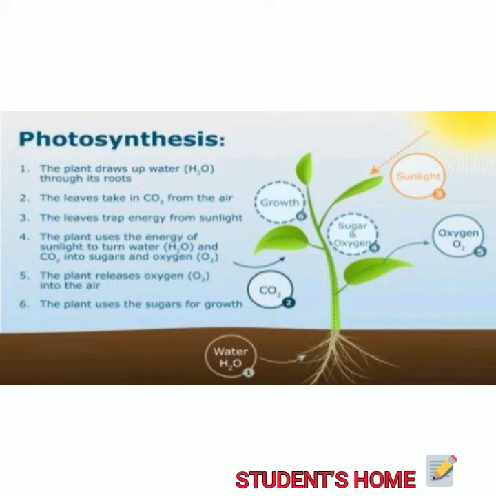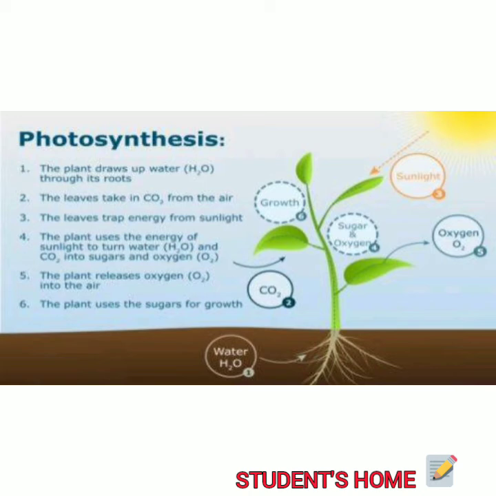So class, now as you can see in the picture, the first point of photosynthesis, as it is shown here, the plant draws up water, that is H2O, through its roots. That means the plant is absorbing the water and minerals from the soil through the roots, and those water and minerals are sent from the roots to the leaves. Next, number 2, the leaves take CO2 from the air. That means through stomata, the leaves are taking in the carbon dioxide. Next, number 3, the leaves trap energy from sunlight.